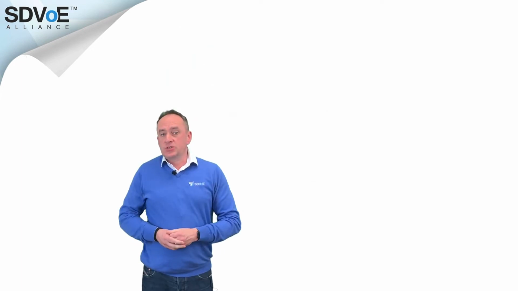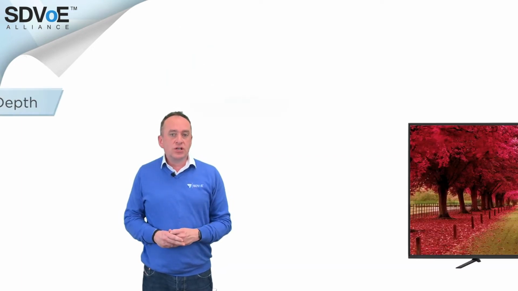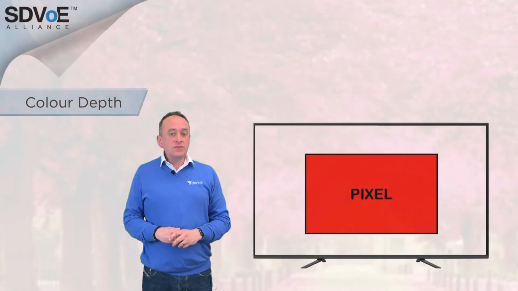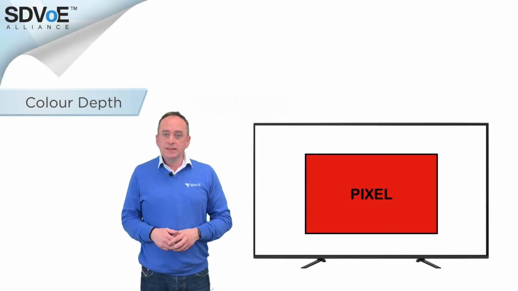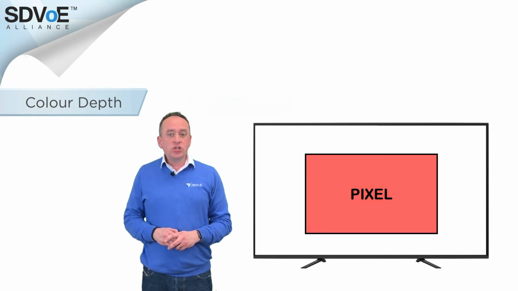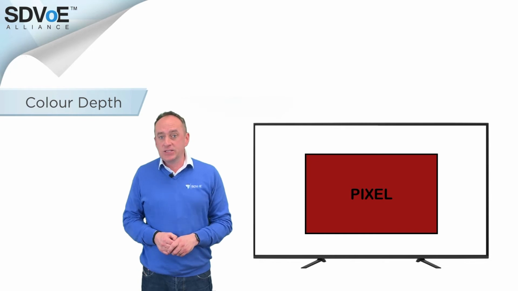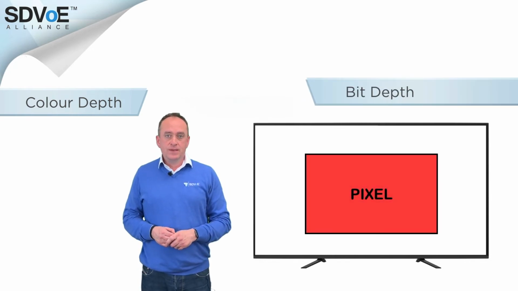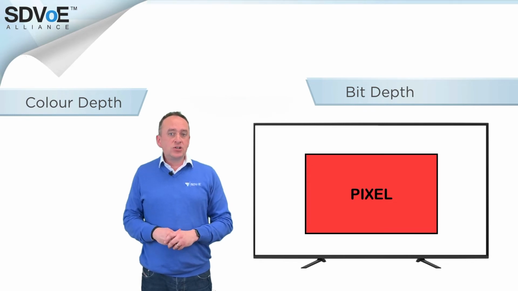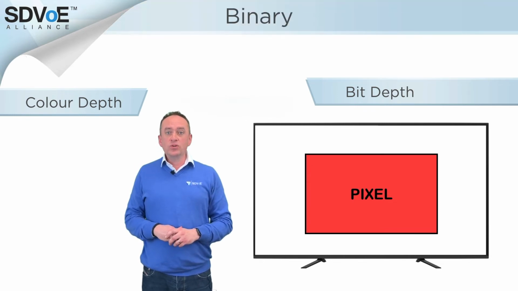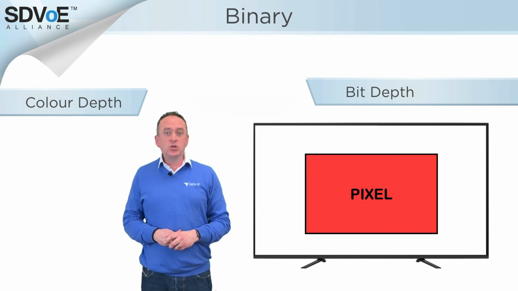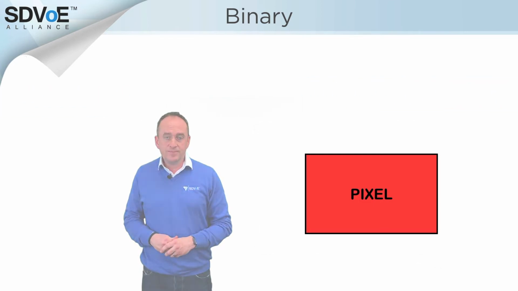Now we've looked at colour space, let's turn our attention to colour depth. The best way to explain this is to imagine each individual pixel on your display can display its own colour or shade of colour. In order to work out how many different shades it can display, we use something called bit depth. Bit depth takes us to the good old days of binary, using ones and zeros to calculate a value, depending on how many bits we choose for our bit depth.